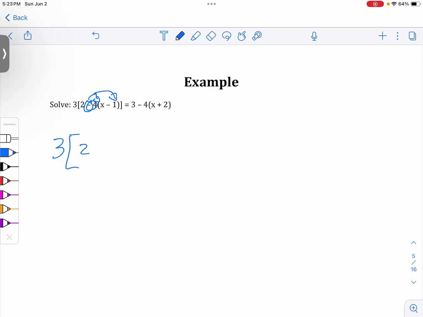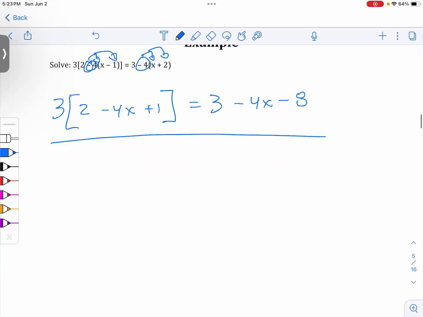-4 times x becomes -4x. -4 times -1 becomes +1. I still have one set of parentheses. And I can similarly do this here as well on the other side of the equality. -4x minus 8. Then I'm going to simplify a step before I do the parentheses again. And I can simplify on the other side of the equation as well. And then I'm going to rainbow again.